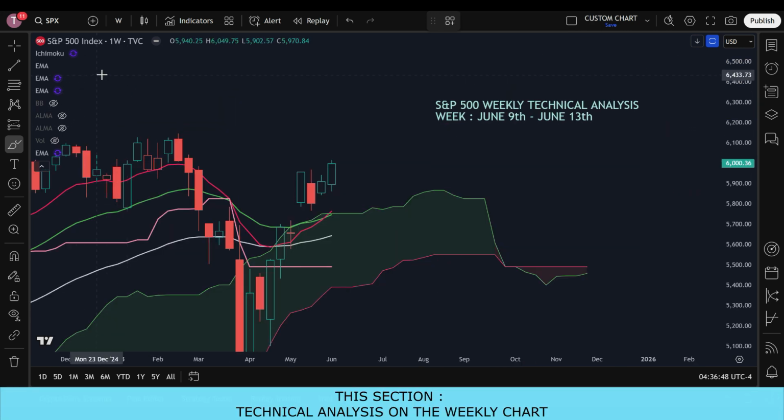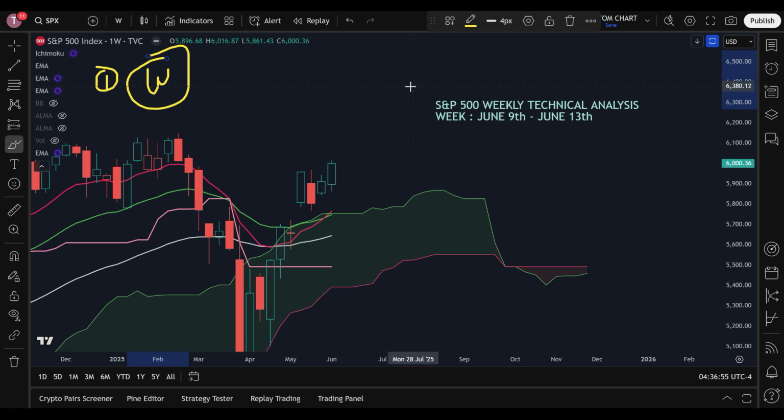So guys, now we are here and this is the first point of the agenda, and this is the weekly chart. Weekly chart means one candle represents 1 week, not 1 day or 1 hour. Okay. So now let's first discuss the candle.